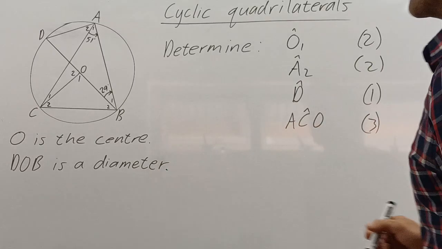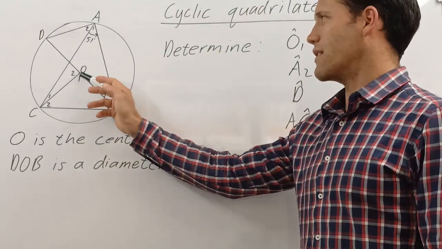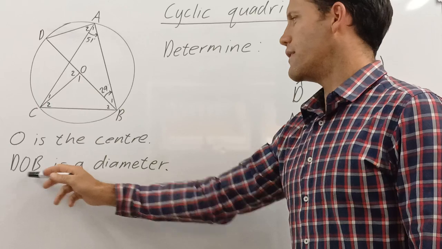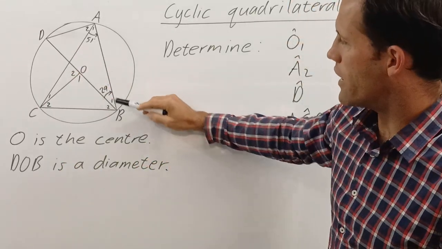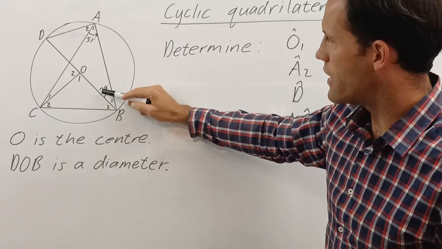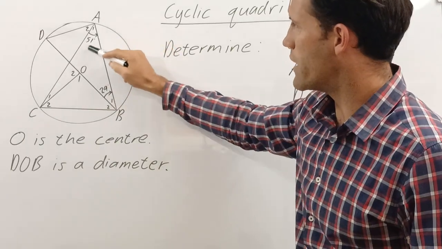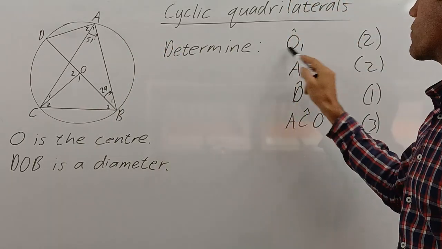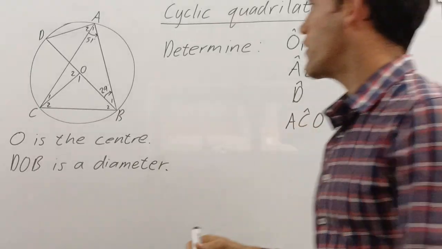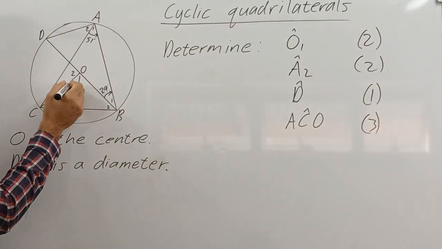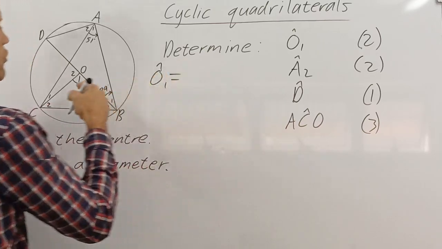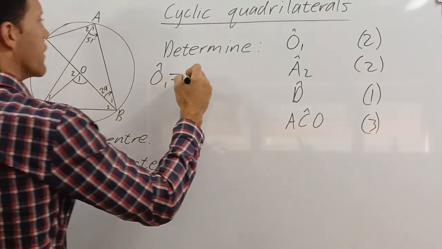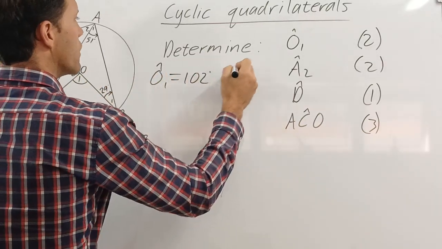Right, so they said O is the center of the circle, DOB is the diameter. They said B1 is 29 degrees, A1 is 51 degrees, and the first one we want is O1. We need to find O1. So obviously O1 will be 2 times 51. So it's going to be 102.